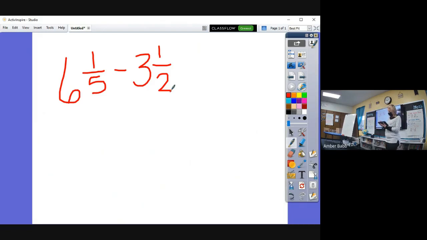Yes. Okay. You cannot just subtract the whole numbers and fractions separately here, because if you see the 5 and the 1, the 5 would be over here and this would be a 2 over here. I can't do 2 minus 5. So we're going to just flip these improper right from the get-go.